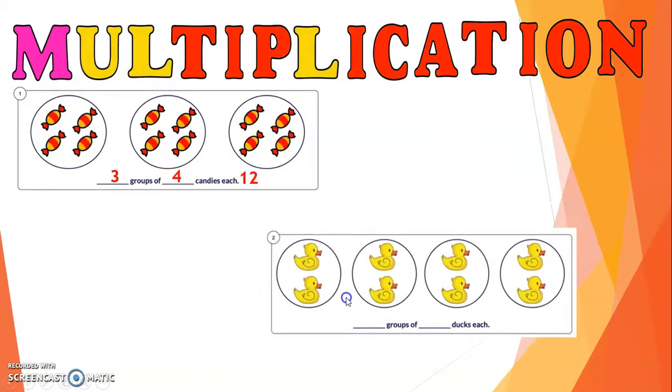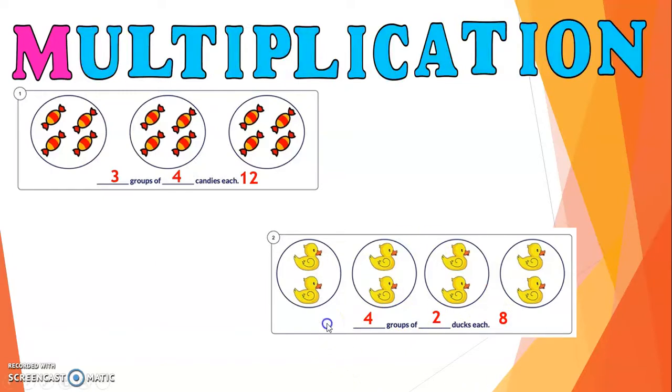Next, we have group of ducks. So how many groups of ducks can you see? Very good. 4 groups. 1 group, 2, 3, and 4. 4 groups of ducks. So each group has 1, 2 ducks. So therefore, 4 times 2 is equals to 8.